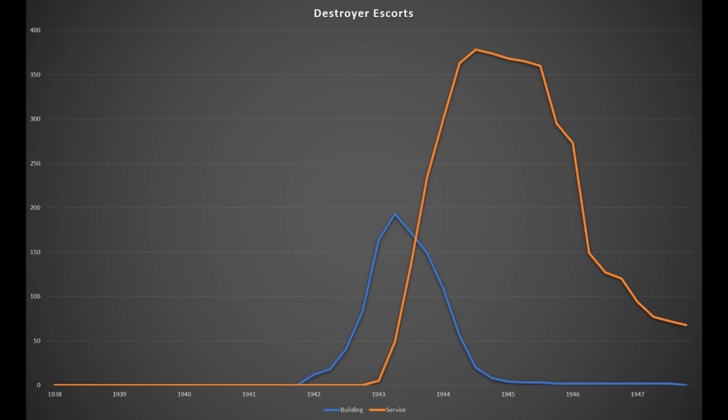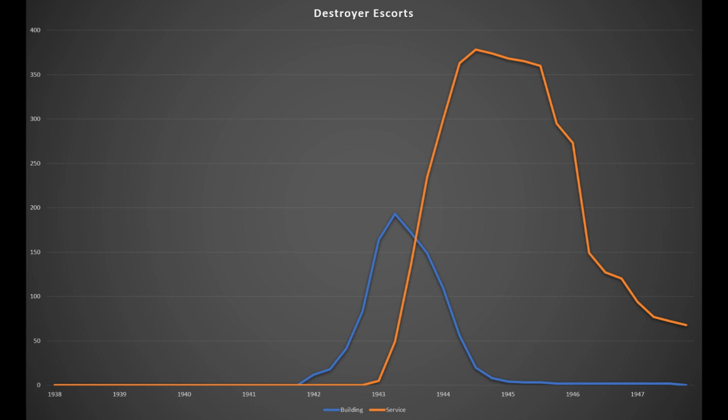As you can see, construction ramped up massively. Within the space of a year, it had gone from nothing being built to about 100 being on the slipways at any one time. And in just over a year, construction would peak in early 1943 at just under 200 destroyer escorts simultaneously on the slipways.